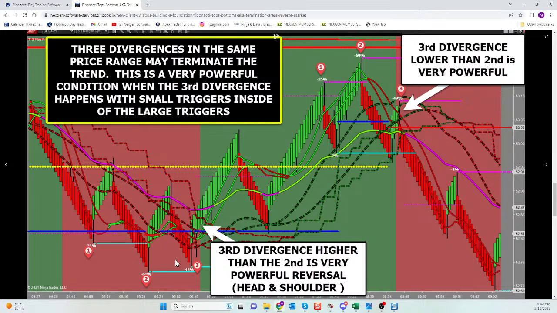Those 3 divergences become more powerful when the small triggers work their way inside of the large triggers. Guys, you remember the odds favorable momentum? Anything can happen, and more powerful still when that third pivot is higher from a low or lower from a high. It means that not only are you losing momentum, but now price can't even push to that next key area. Good morning, Debbie. Guys, you're going to see this look at a low or this look at a high.